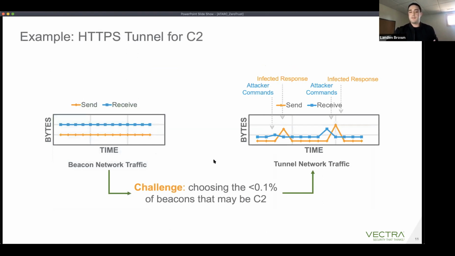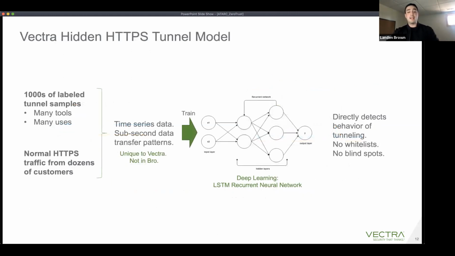HTTPS tunneling is very hard to detect. When you have computers beaconing out to advertisement servers or to Facebook, or people interacting with APIs across the environment, a lot of these things could look very similar to C2. The challenge is choosing the 0.1% of beacons that might be attacker behavior. So how do we do this from a machine learning model perspective? This is the actual model that we use for C2 detection based on HTTPS tunneling, where we're taking time series data from a sub-second data transfer pattern and pushing that into a machine learning model to learn exactly what is not only anomalous within my environment, but also indicative of how an attacker would conduct C2.